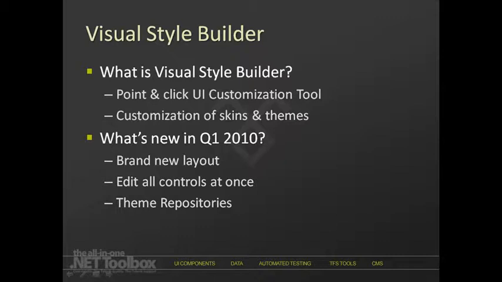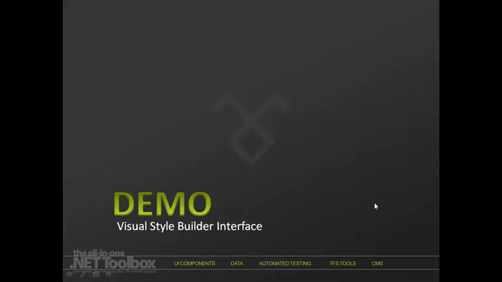And so for Q1 2010, Visual Style Builder actually features a completely new layout. You now have the ability to edit every single one of the RAD controls at once, whereas previously you could only edit a single control at a time. And one of the key new features is Theme Repositories, which I'll be going over extensively in a bit. That basically allows you to define a set of properties that you can reuse on all of the different RAD controls. So let's jump right into Visual Style Builder and take a look at it.